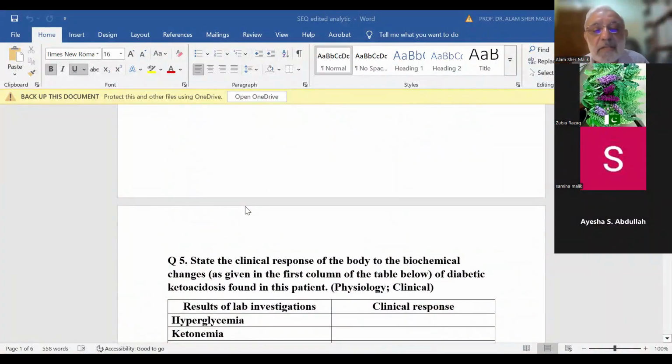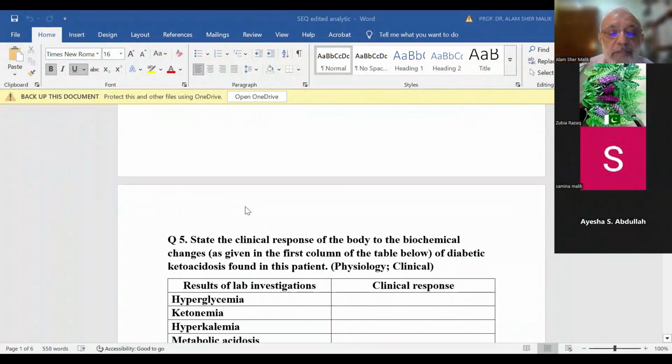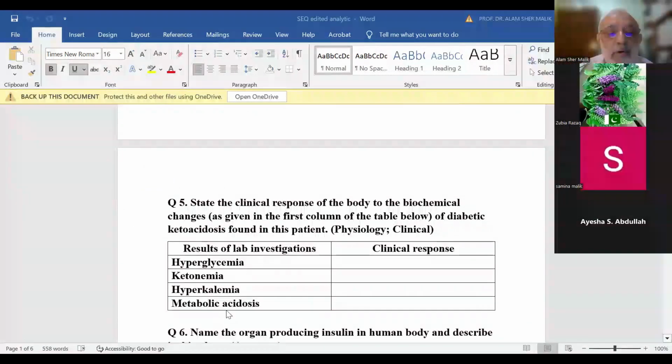Next would be: state the clinical response of the body to the biochemical changes of diabetic ketoacidosis found in this patient, as given in the first column of the table below. So these are laboratory findings. And then we are asking, for example, for hyperglycemia, what could be the clinical response or symptoms or signs, and similarly for others. So this relates to physiology and clinical.